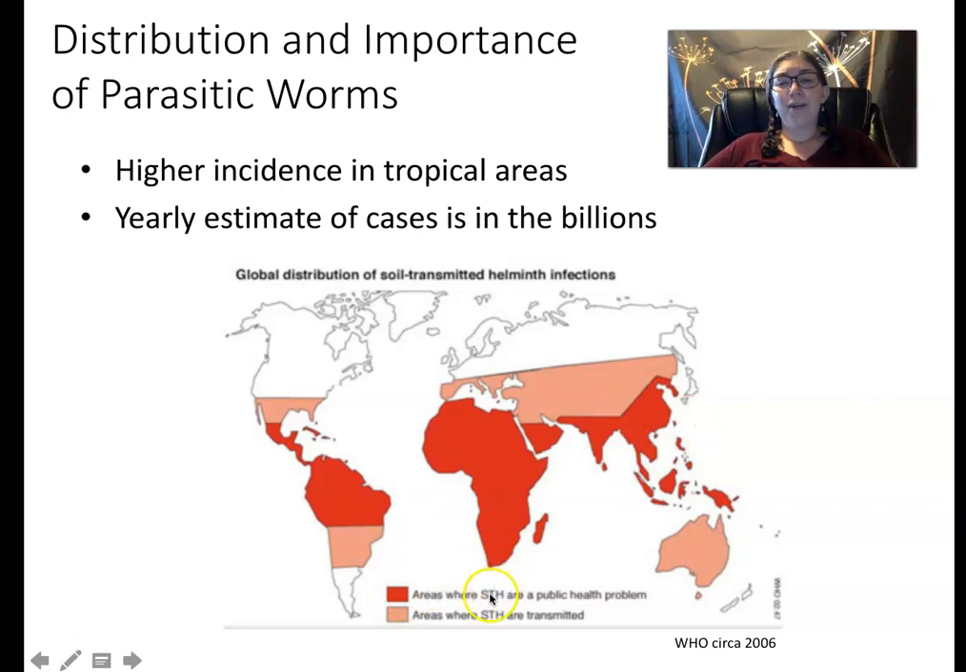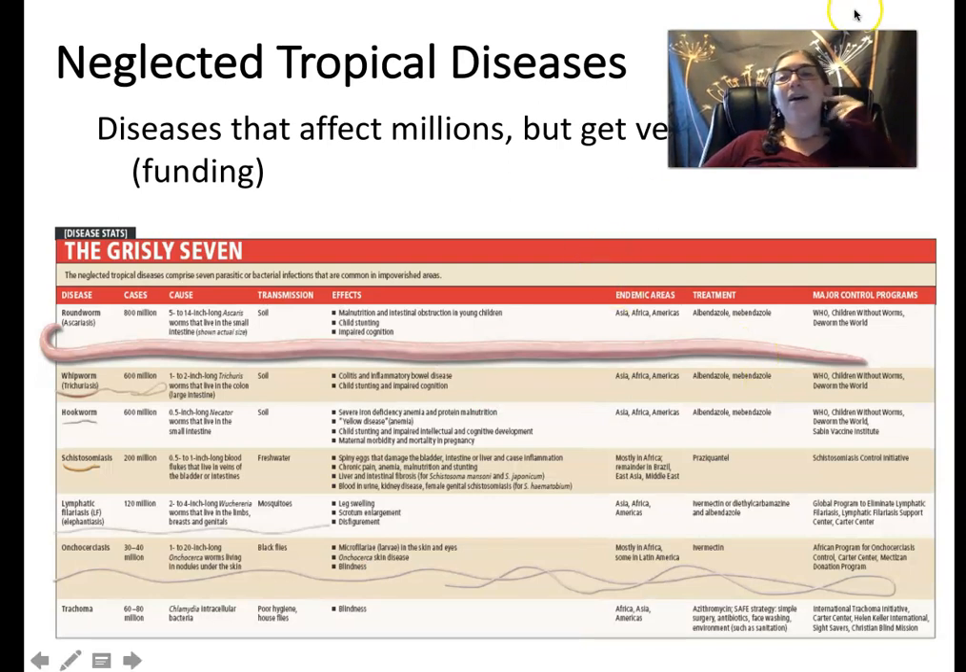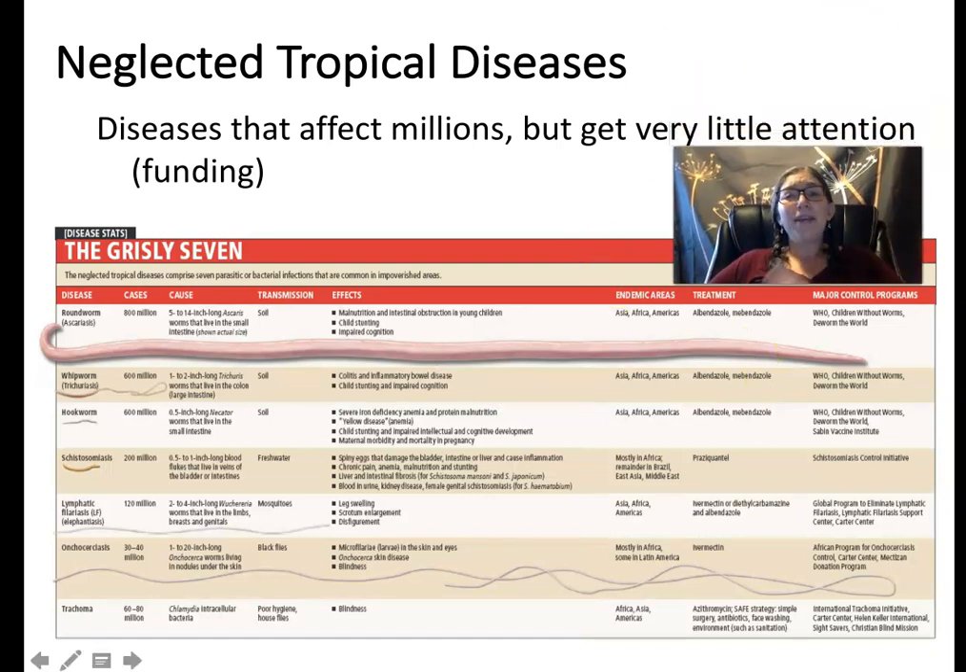So the red shows areas where these soil transmitted helminth infections are a real public health problem. And in pink are areas where there are soil transmitted helminth infections, but they're not as much of a problem. So you can see in the southern US it's still a reality, and in Australia and in parts of Europe, but these are all developed nations, so they have better control of them versus the undeveloped nations where it's a much bigger health problem. And this is a dated picture, by the way. This is 2006, so I should update that, but it highlights these tropical areas where you can find abundant helminth infections.